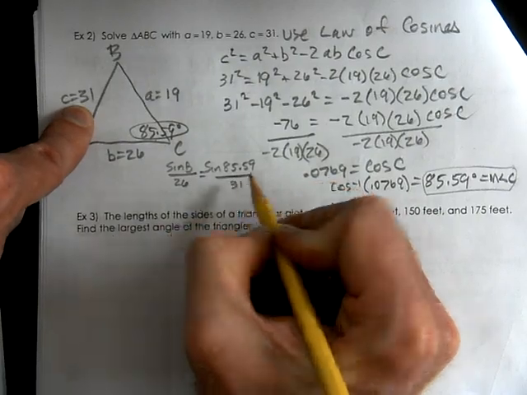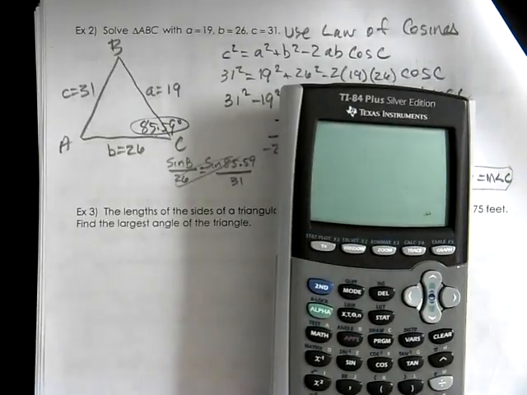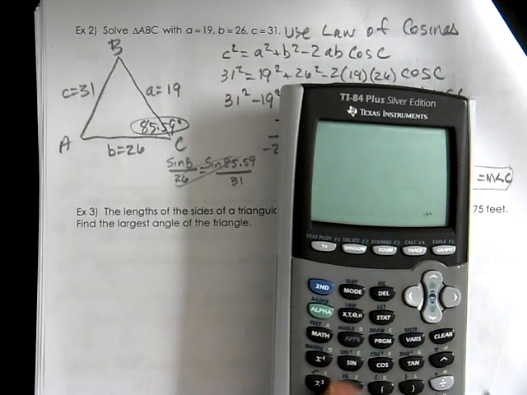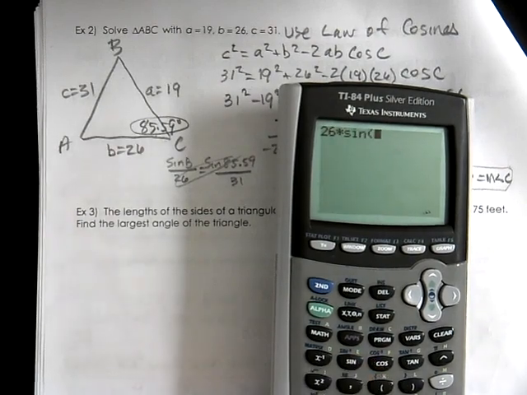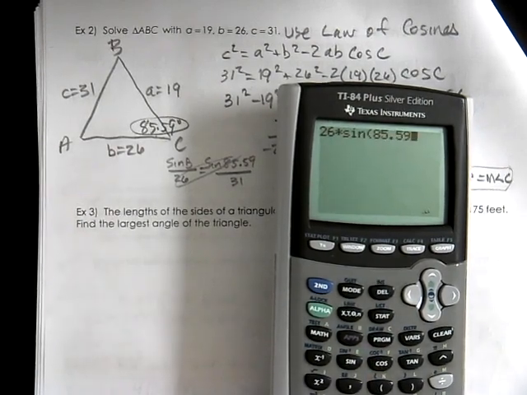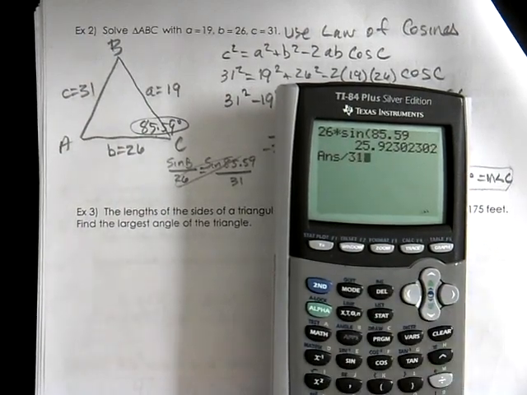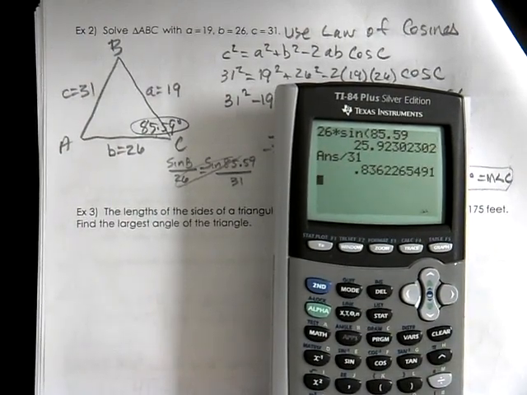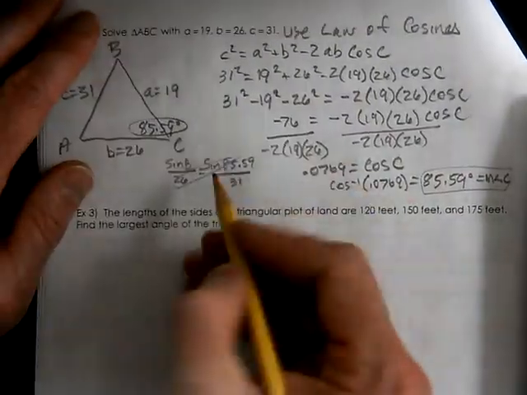over C. We cross multiply. Notice I have angles on top because I'm solving for an angle. So I have 26 times the sine of 85.59, and I'm dividing that by 31. That gives me 0.8362.